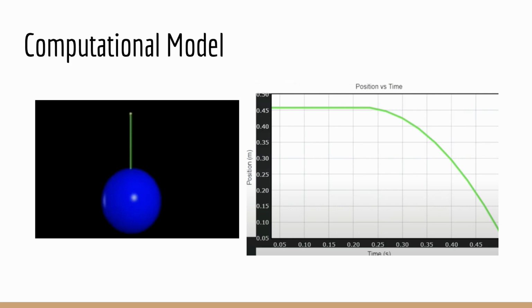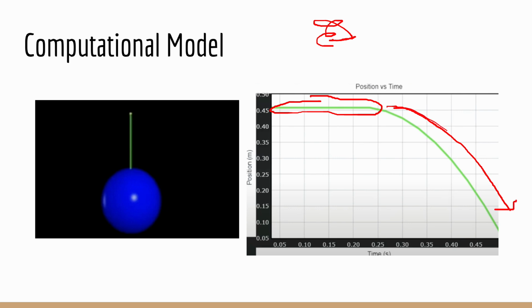Here we see that there is in fact a plateau, and this is equivalent to that portion where the bottom of the Slinky is hovering. And then we see that there is a gradual change downwards as gravity is able to act on the Slinky.